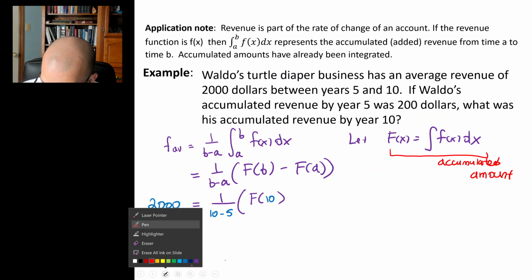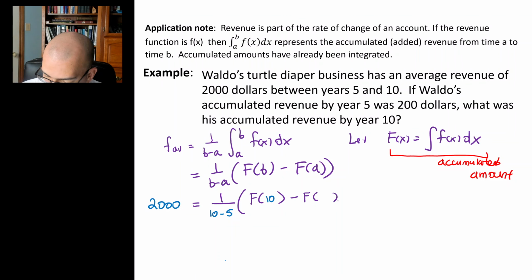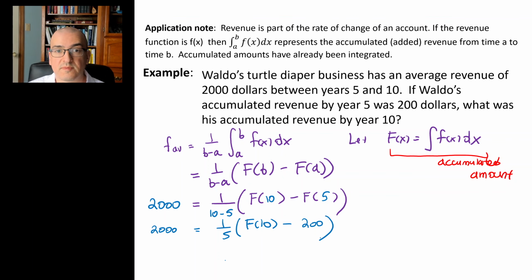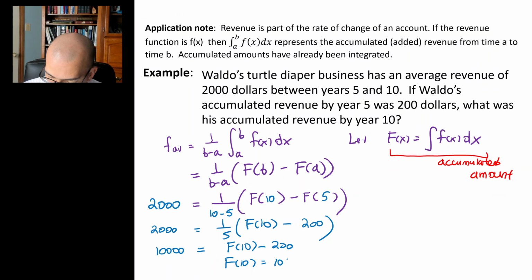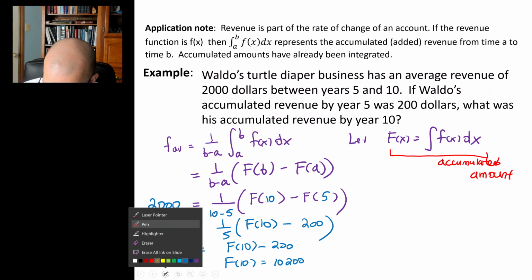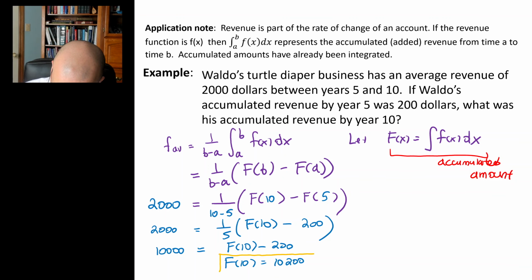But we are told what the initial amount was, f of 5. So 2,000 is equal to 1 over 5 times f of 10 minus 200. Cross multiply by 5. So 10,000 is equal to f of 10 minus 200. And that means our accumulated amount, f of 10, is 10,200. Well, this is a reasonable answer.